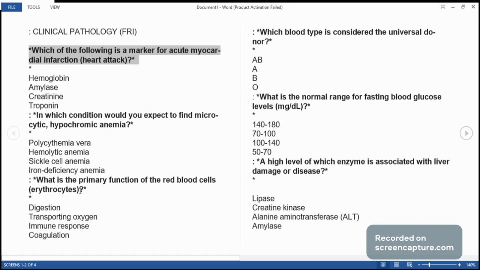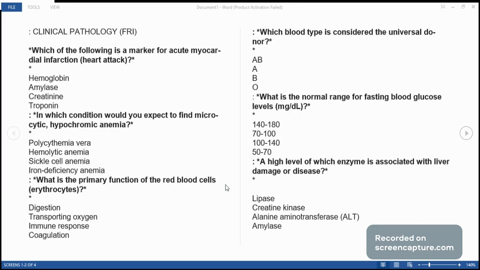Number 6, high level of which enzyme is associated with liver damage or disease? Lipase, creatinine kinase, alanine aminotransferase, and amylase. This one you need not to fail. These are simple things. You guys, which book are you reading? ALT, AST, those are for liver, okay? So that is that, and we're going to proceed like that. So that's for liver. So the correct answer is ALT, alanine aminotransferase.